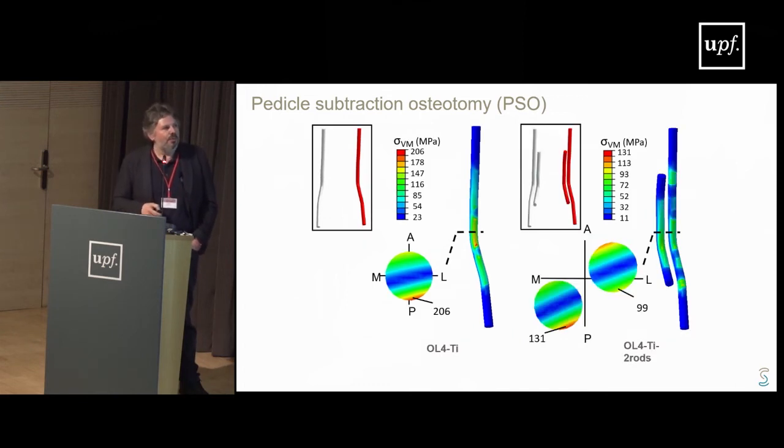What happens if you use double rods? We have a big decrease in the maximal stress. So using double rods is really an effective strategy in order to reduce the maximal stress and then also the risk of failure.